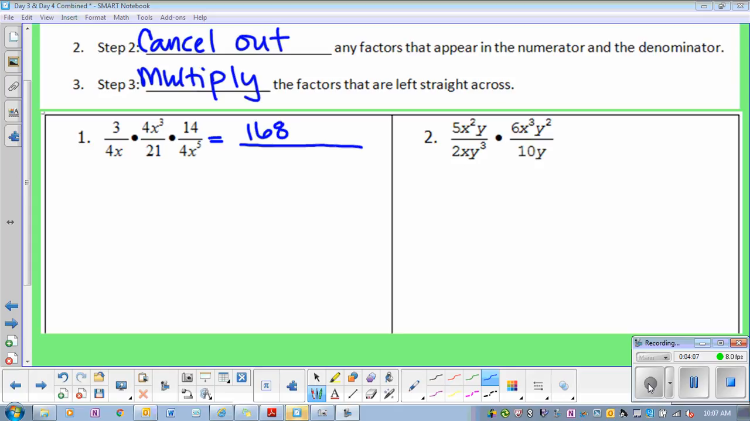How many x's do I have on the top? X cubed, x to the third. Okay. Now on the bottom, let's do the same thing. Let's multiply all of our numbers. So what's 4 times 21 times 4? How many x's are on the bottom? None. Well, there's 1, and then there's 5 here, so that's 6.